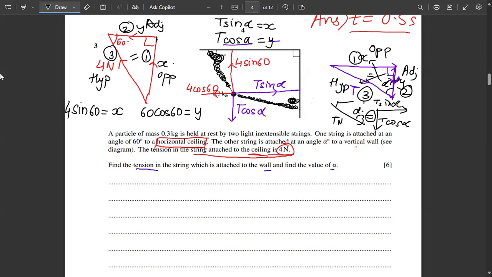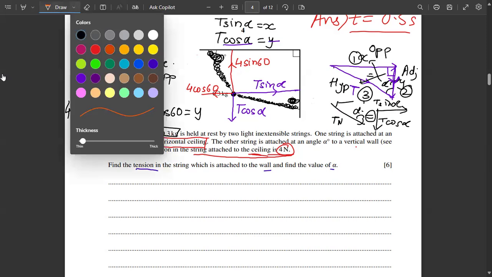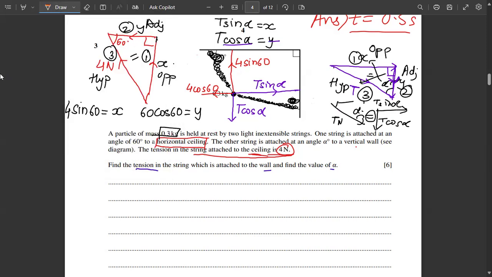And why did I do this resolving? I will tell you in a while. So the mass is 0.3 kg. One more force that will act is the weight. We know the weight is mg, so the weight will be 0.3 into 10, which is 3 Newton. Now let us differentiate horizontal and vertical forces.